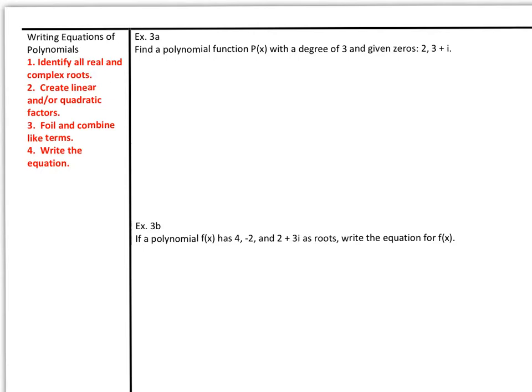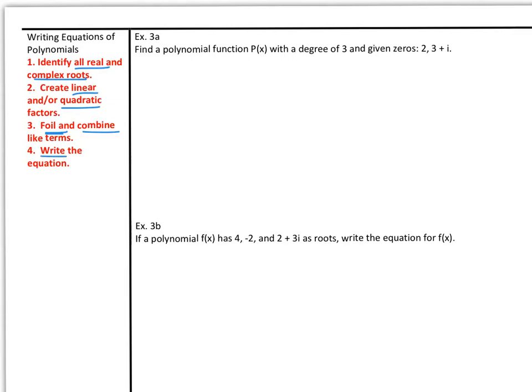To write equations of polynomials, we're going to follow 4 key steps. In the first step, you want to make sure to identify all real and complex roots. They may tell you what the degree is, where you should know how many roots there are, or they may give you complex roots where you know the conjugate is also an option. From that, you want to create linear or quadratic factors. From that, you'll generate your entire polynomial by foiling. Once you foil, combine like terms. Once you've combined like terms and simplified, we're ready to write our equation.